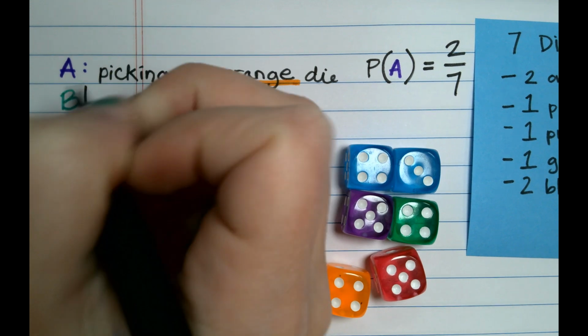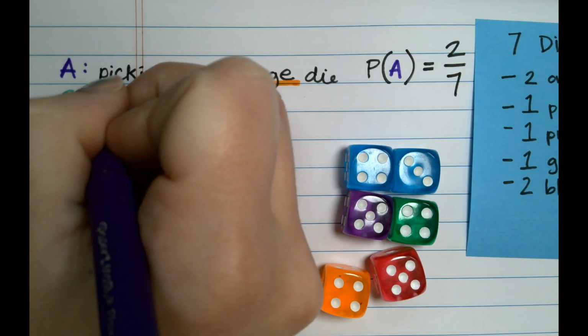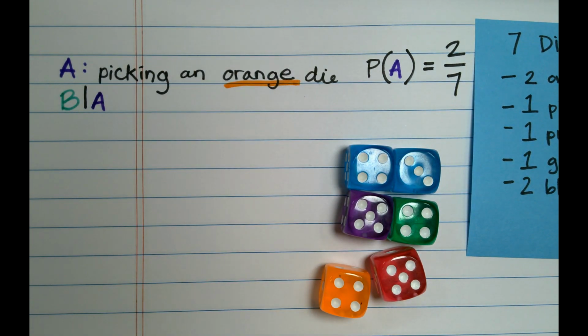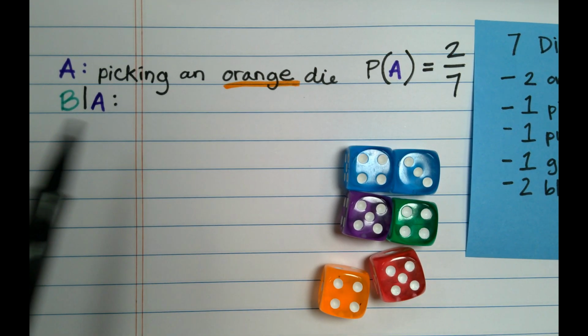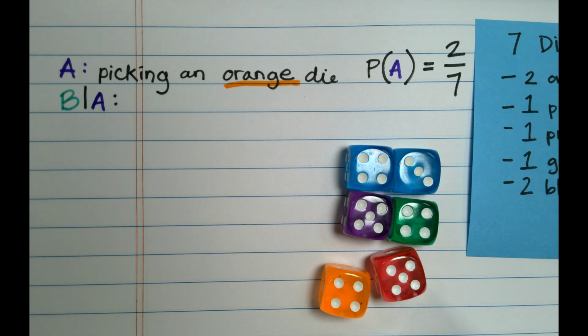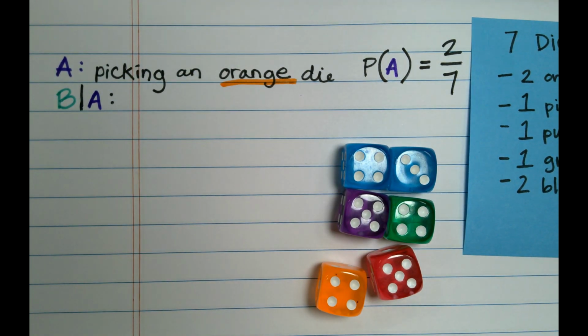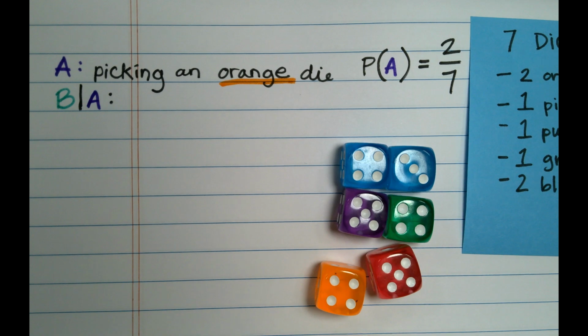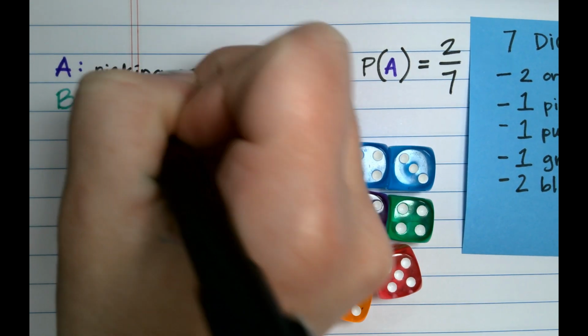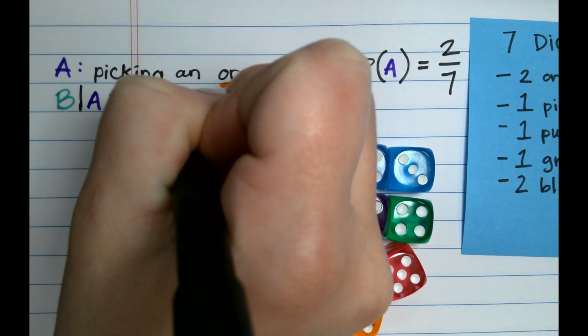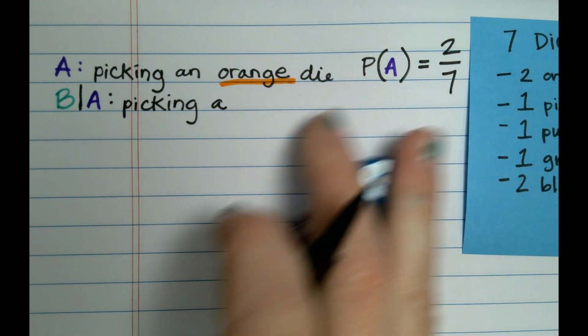So when we say B given A, what I'm going to write next, I'm saying A already happened and we didn't put it back. This will affect the outcome of the next event because now we don't have 7 total anymore. Now we have 6 total. So let's say that event B given A would be picking a purple die.